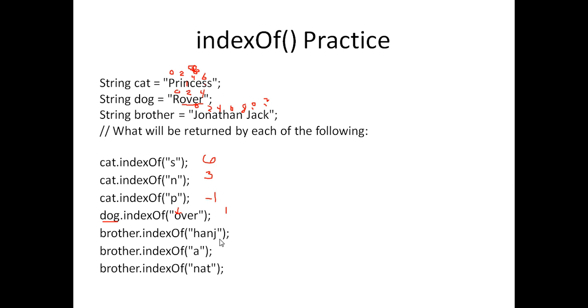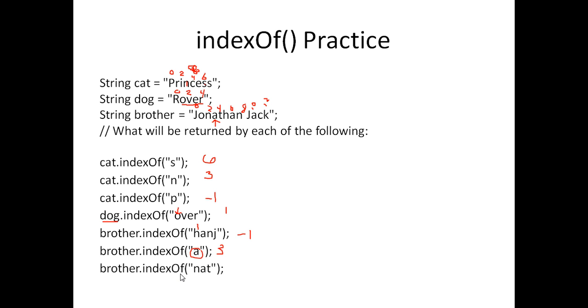The next one, we're looking for HANJ in the brother variable, and we're looking for the position of H because it's the first character. And so we find H, A, N, and there is no J. What's happening after the N is a space. So HANJ is not a substring of Jonathan Jack. And so this gets a -1. Then we're looking in brother for an A, the first instance of A. The first instance of A is right here. And so that's going to return a 3.